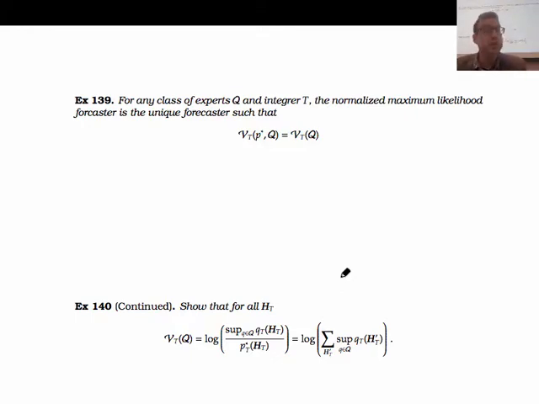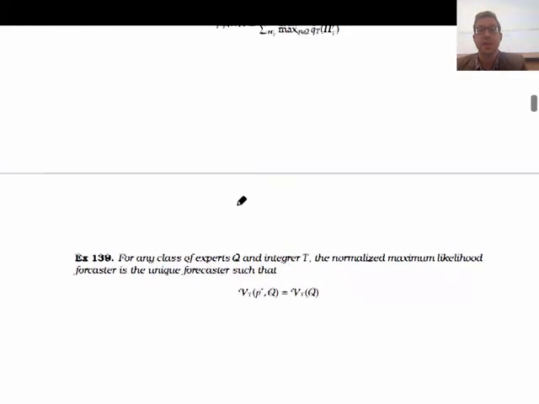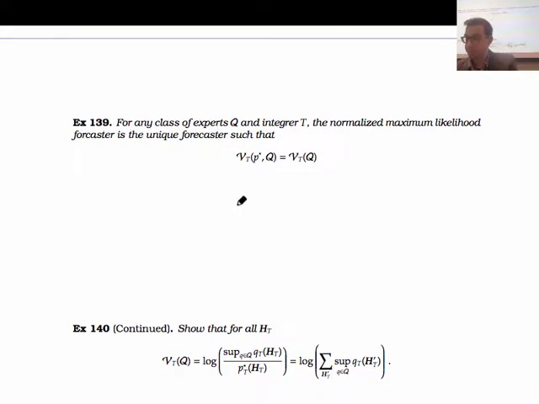Okay, so let's go about proving that. The main result we're going to prove is that this achieves the minimax regret. And the proof isn't too hard. So what we're going to show is that for any class of experts Q, and integer t, the normalized maximum likelihood forecaster is the unique forecaster such that its worst case regret is equal to the minimax regret. So the worst thing that can happen to that forecaster is you achieve the optimal.